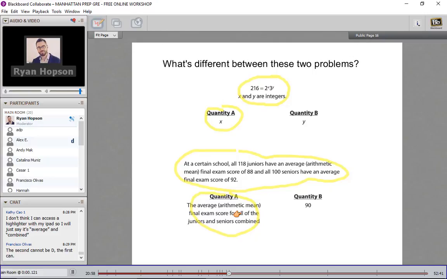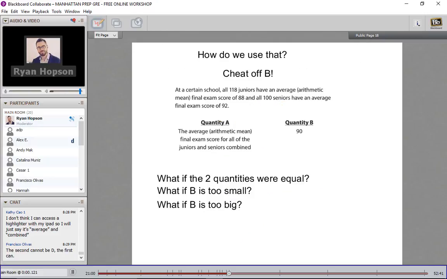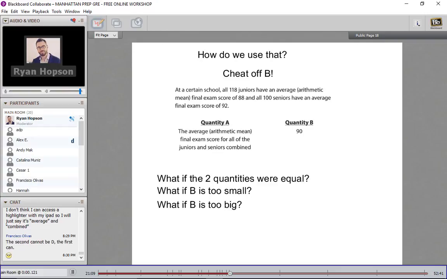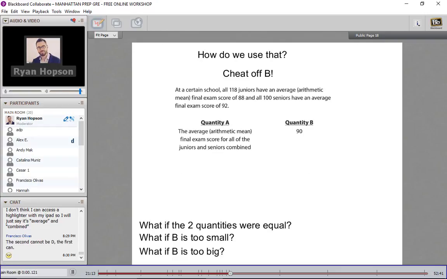Okay, so let's take a look at how we do it. In order to cheat off of B, we have to consider a couple different possibilities. We have to consider, what if quantity B and quantity A were equal?